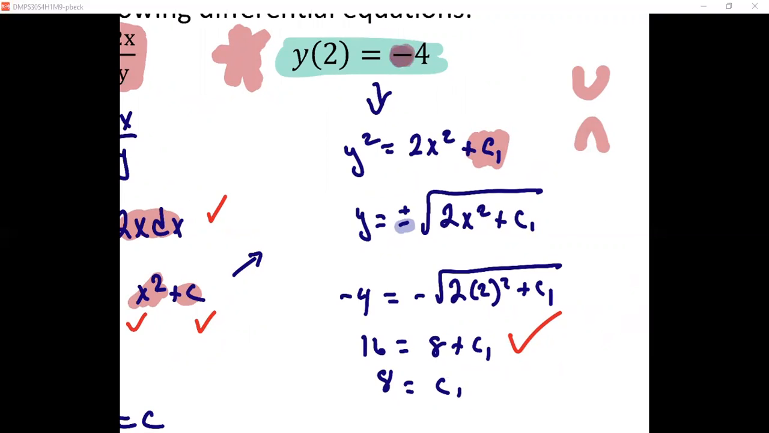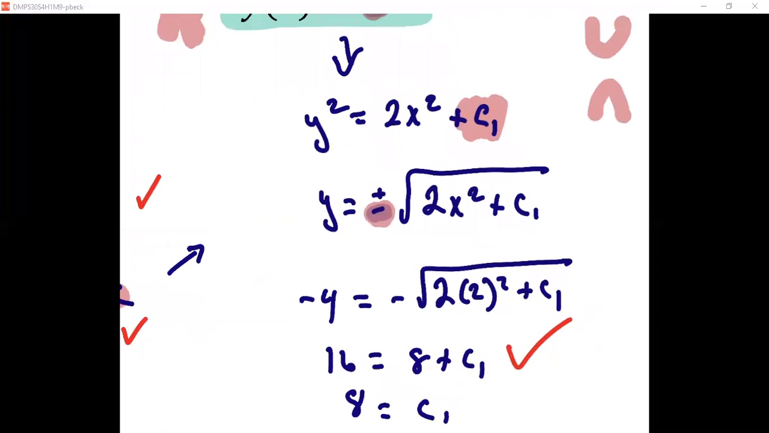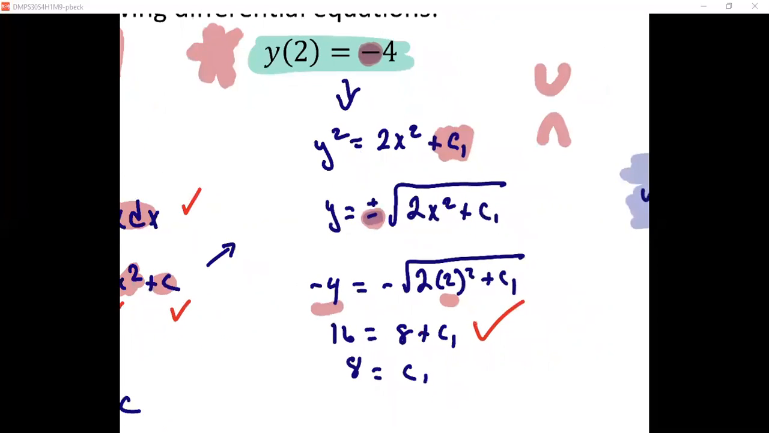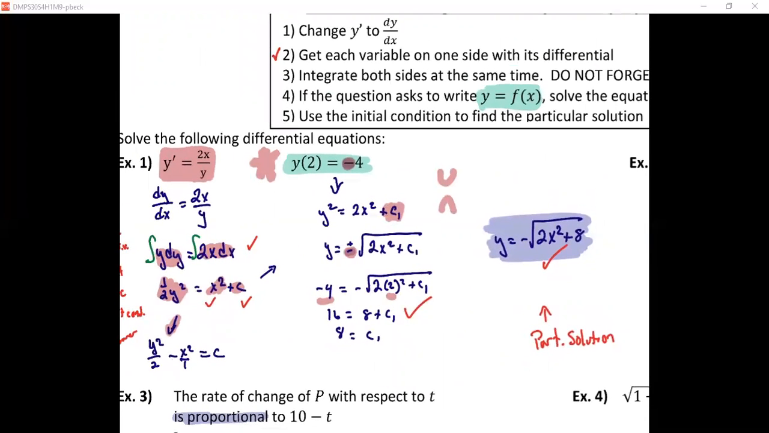Since the y value is negative for the x value of 2, we are going to be taking the negative square root in this case. If y of 2 equaled positive 4, we would want the positive square root. So then we go ahead and solve for c1. We solve for c1 by plugging in the y value of negative 4, then the x value of 2, we get c1 equals 8, which gives us our overall function y equals negative square root of 2x squared plus 8.